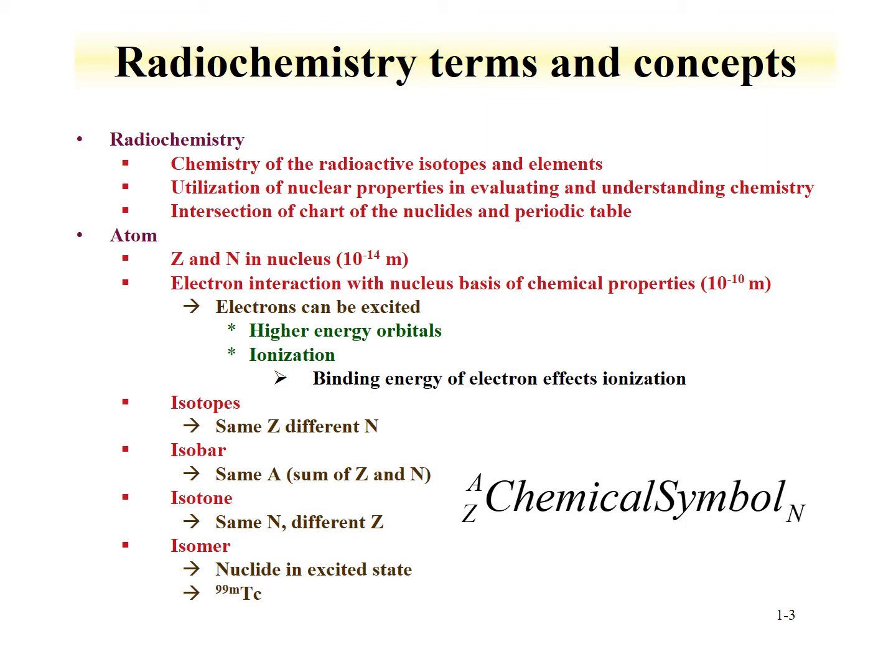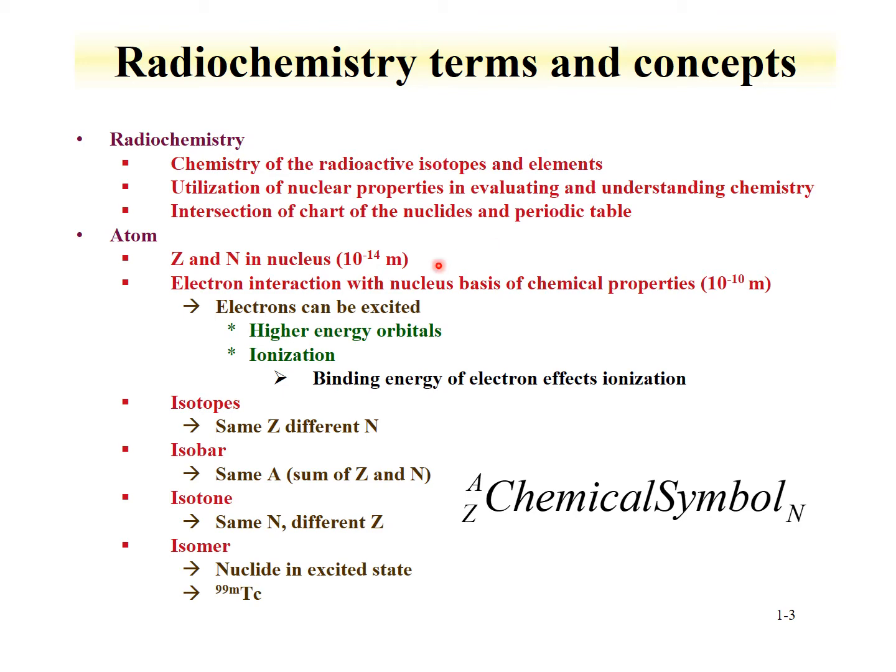So we should start by discussing the definition of radiochemistry. There's a few different definitions people use. One could be the chemistry of radioactive isotopes and elements, utilization of nuclear properties in evaluating and understanding chemistry, and one that I like is the intersection of the chart of the nuclides and the periodic table. I prefer this one because it shows that the chart of the nuclides are nuclear properties, periodic table of chemical properties, and as a radiochemist, you transition back and forth between nuclear properties and chemical properties.